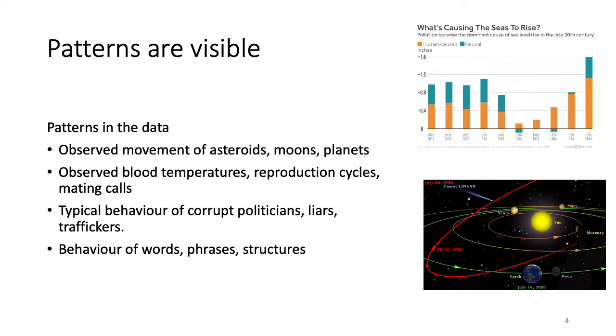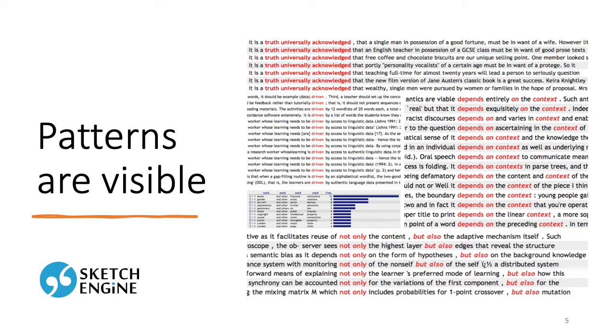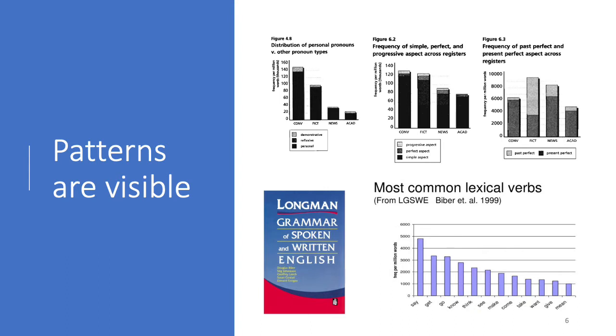Now, when you have patterns, the very interesting thing about patterns is that they are visible. You can see here in these 5 or 6 excerpts from the Sketch Engine that these language patterns are visible, and this is very different from a rule. When the patterns are expressed in graphs and tables, as they are in the Longman Grammar of Spoken and Written English, we see things like this.